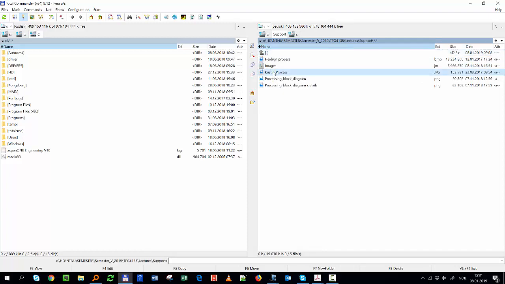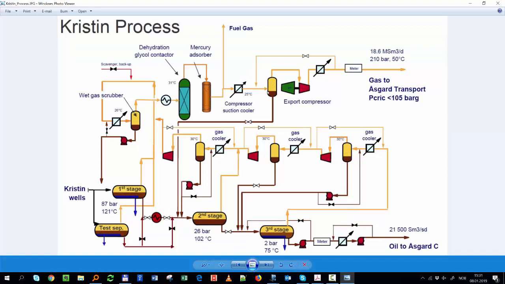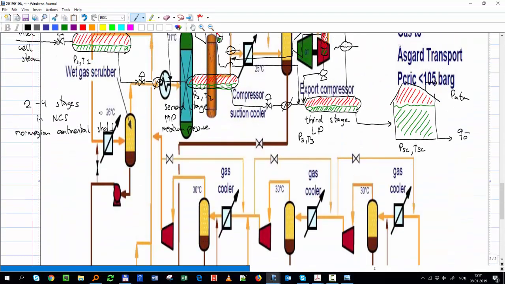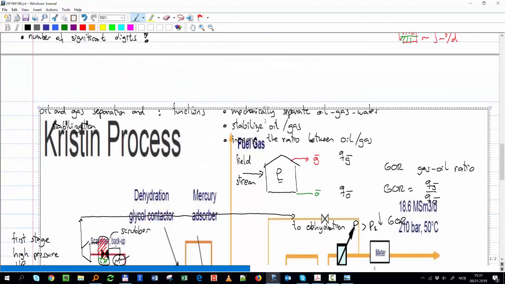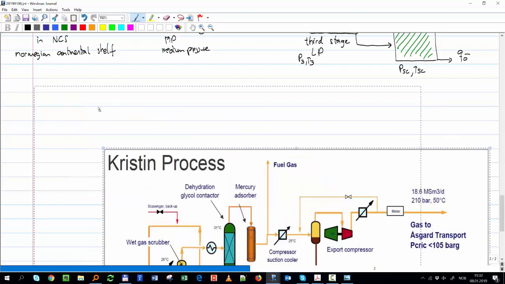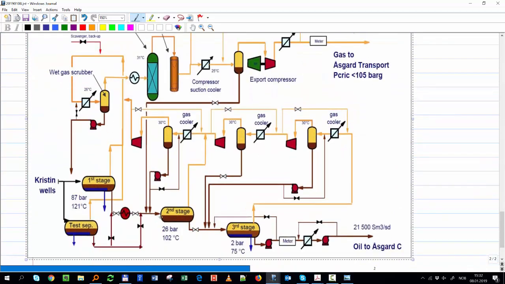Let's go first to the one, Christine. Both of them are just offshore from Trondheim, in this area. But let's go to that one first and try to identify if we see all the elements that I was discussing before. First you have to find the inlet. That's very simple. You see to the left the Christine wells.